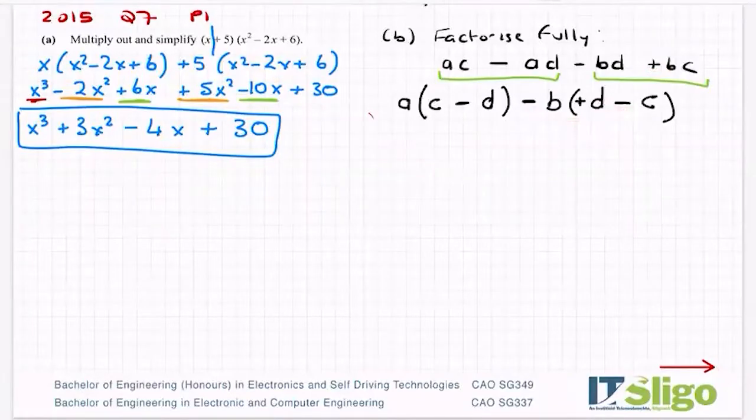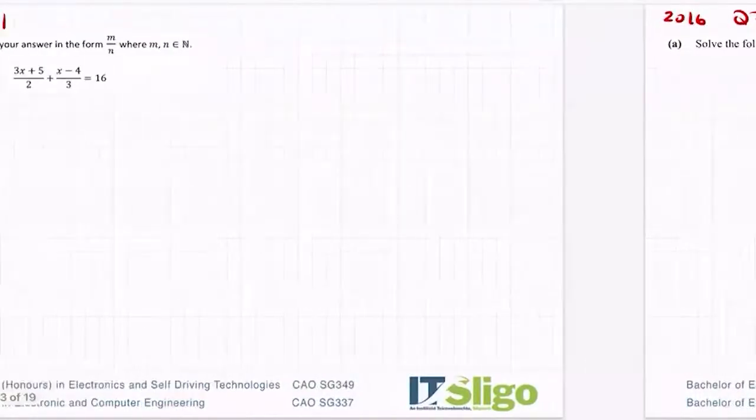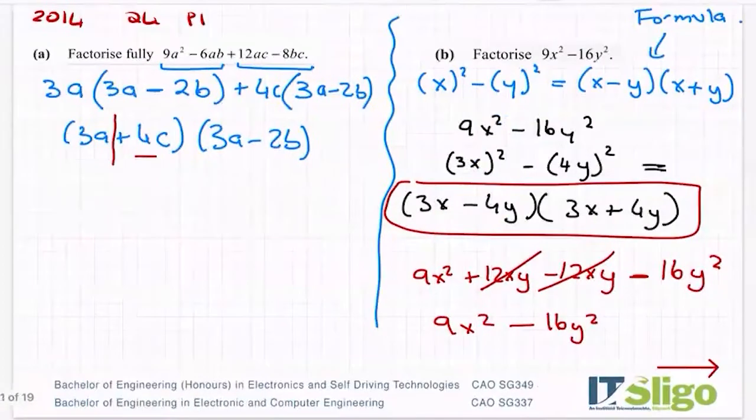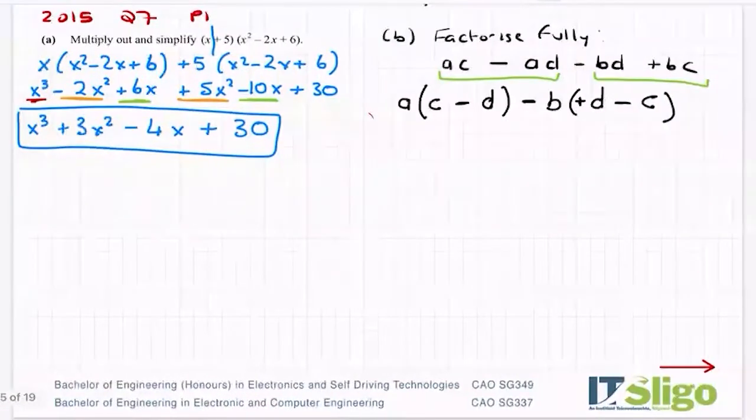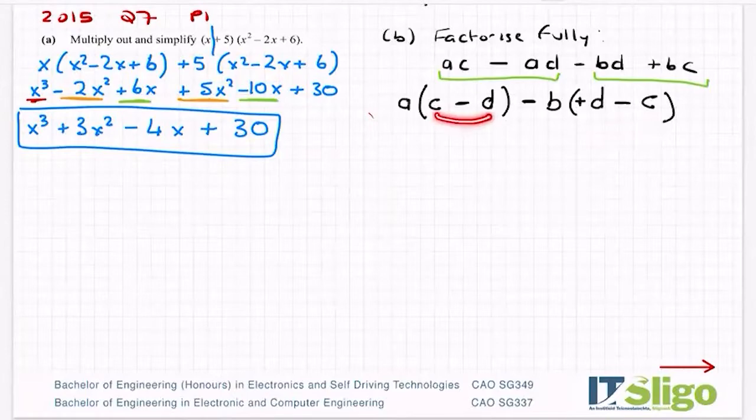Okay, so if you remember from this last question that we did when we did the grouping one, the 2014 question, we need the brackets to be the same. Okay, so I have a C and a D in the bracket. The problem is the signs are different. Okay, it doesn't really matter that the order is different. C and D, D and C, that doesn't overly matter. But the problem is I have a minus C here and I have a plus C here.